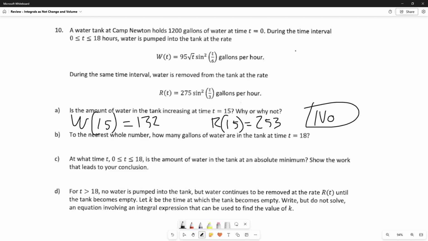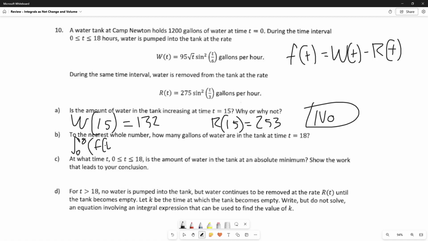So we can say F of t, which is how fast water is being added, or removed if it's negative, is equal to W of t minus R of t. And so what we need to do is find the integral of F of t from 0 to 18, because the integral of F of t is how much water has been added over that interval, and the interval we want is from 0 to 18. So we just plug this into our calculator.